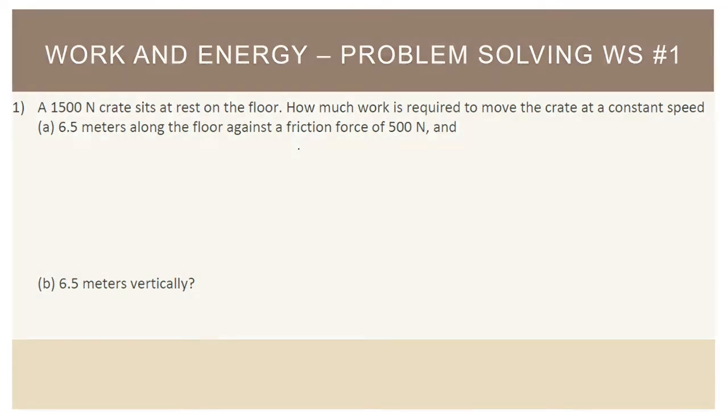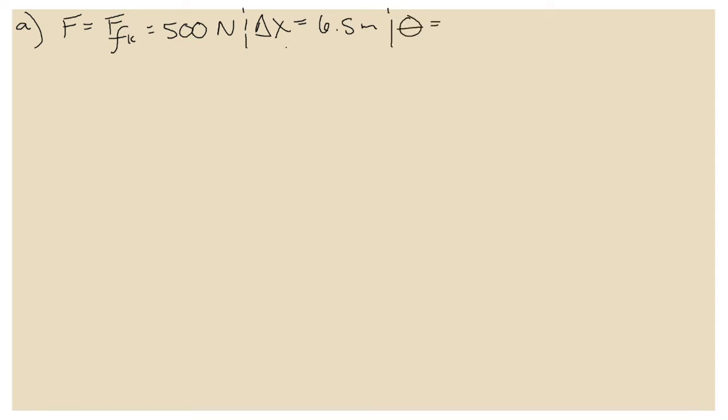So let's start with part A. Part A here says the friction force acting on the crate is 500 newtons. And since we're pushing this thing at a constant speed, the force we're applying is equal to the force of friction, which is 500 newtons. You could label that as force applied if you want, but since the work equation contains just the symbol F, I'm just going to label it as F here, though it's no big deal. Delta X here, the displacement of the crate, is told to us in the problem to be 6.5 meters. The angle between the crate's displacement and the force is 0 degrees, and the work is our unknown.